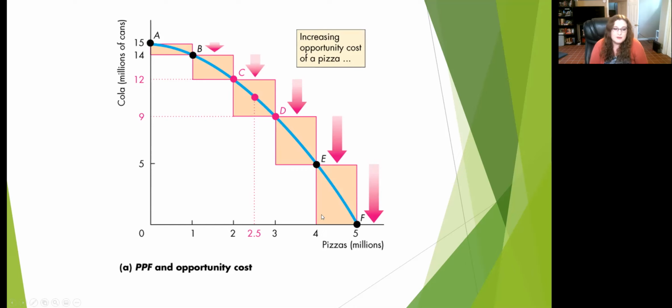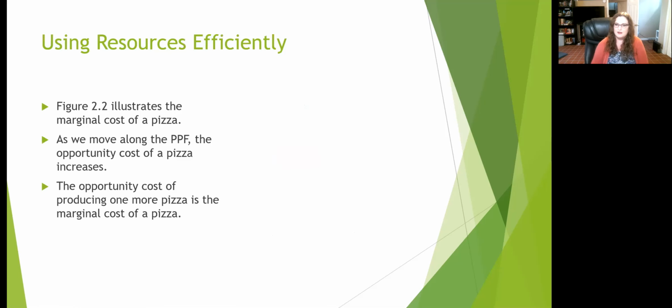I'm just dissolving the line and taking the soda machines and turning them into pizza machines, and taking the soda people who have been working on soda for 20 years, and I'm going to turn them into pizza people. I'm giving up a lot of soda at that point for just a little bit of pizza. This marginal cost increases the more and more of a good that we're producing. The more and more pizza I have, the higher and higher the opportunity cost of that pizza becomes.